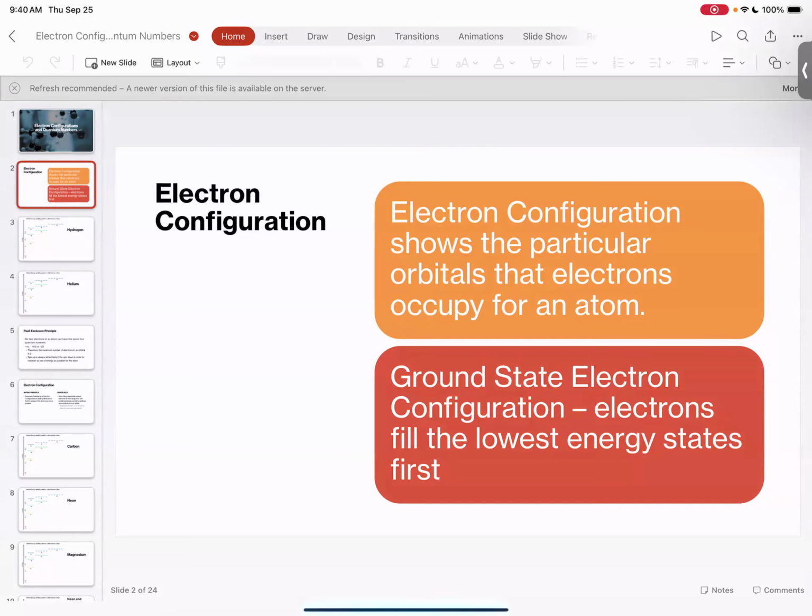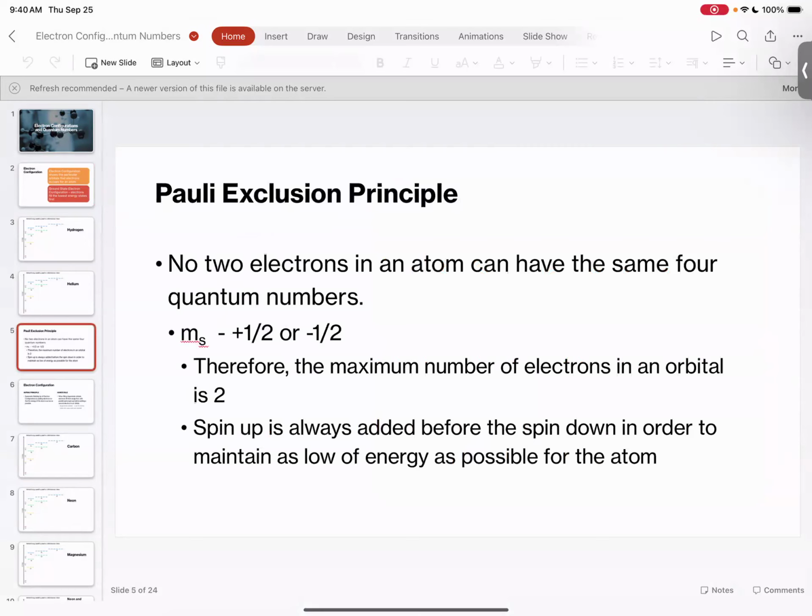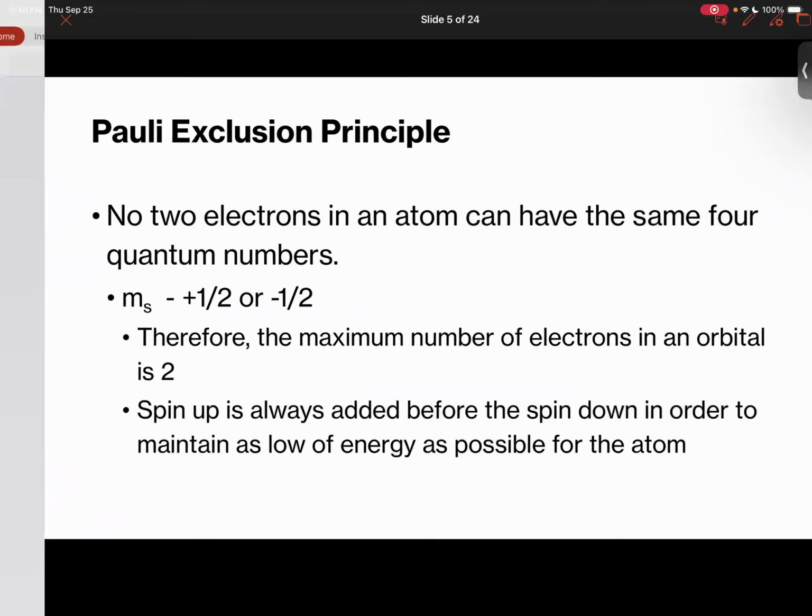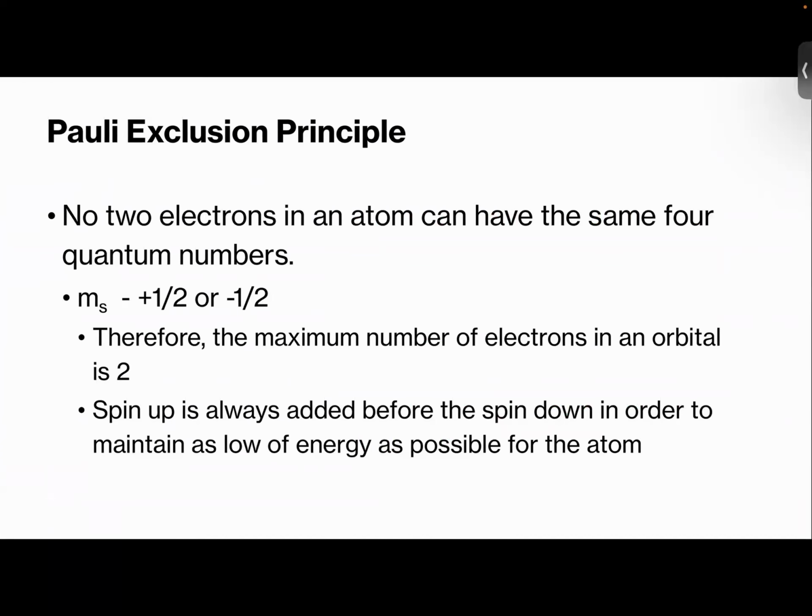This is known as the Pauli exclusion principle. Well, no, I'm sorry, that's the Aufbau principle. The Pauli exclusion principle is directly related to what we do with electron configurations, though.